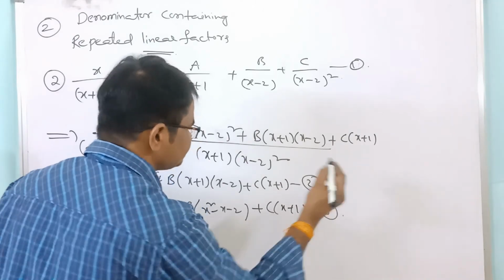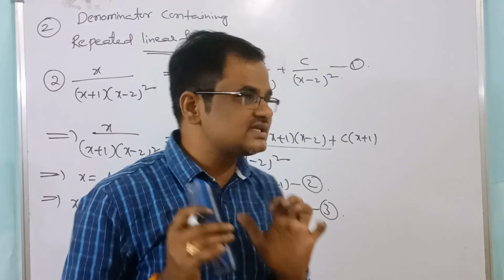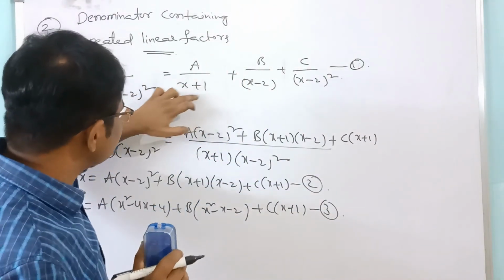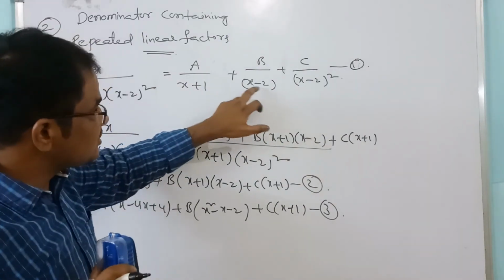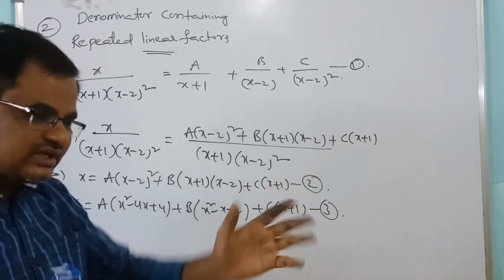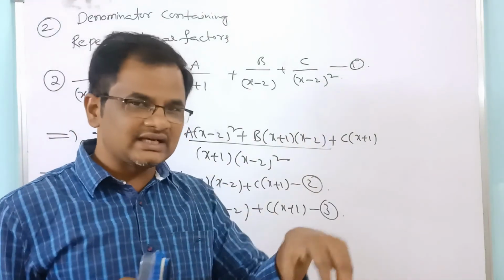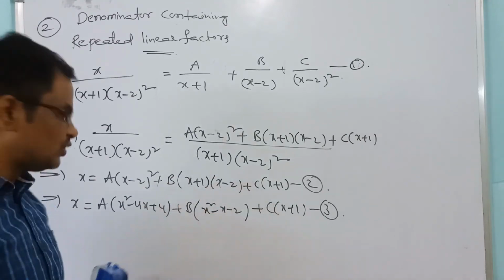Take this as 3. Now what are the substitutions? First, identify the substitutions. How do we get this as 0? x equal to minus 1, x plus 1, and x equal to 2, because the two linear factors are there. So two substitutions. If you do that easily by substituting, you will get two values, either a, b, c. Any two of these three you will get.